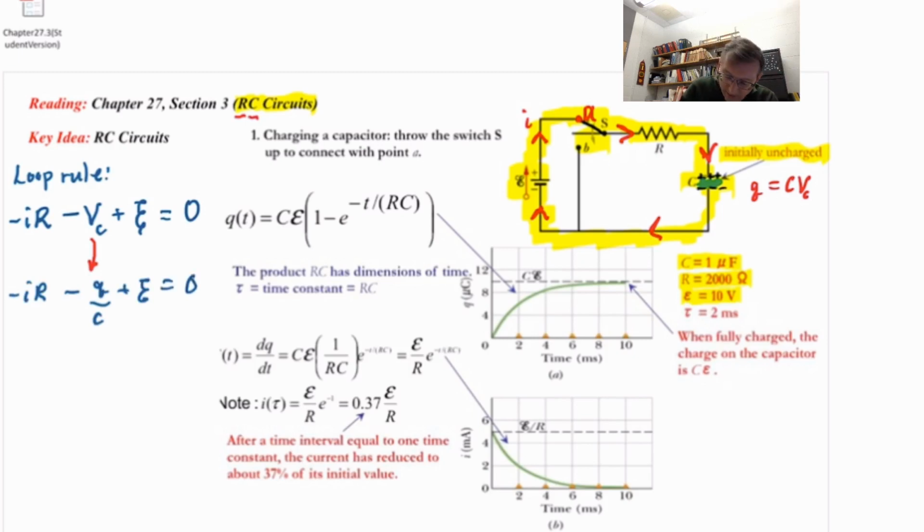And then I'm going to use another bit of physics from chapter 26. That current at any point in a circuit, by definition, is the rate at which charge is transported at a point, dq dt. And I'm going to replace that I with dq dt in the first term. So that term becomes negative R times dq dt minus Q over C plus curly E must equal 0.